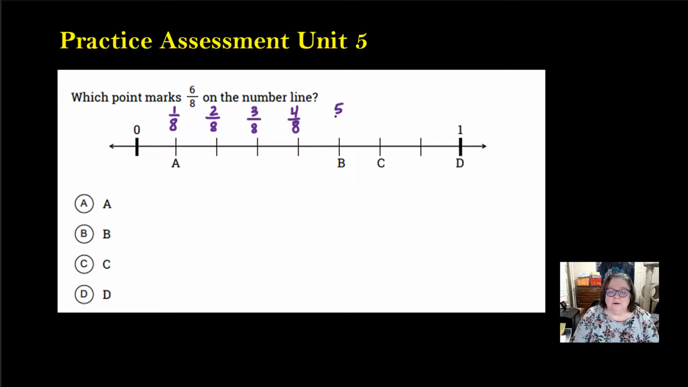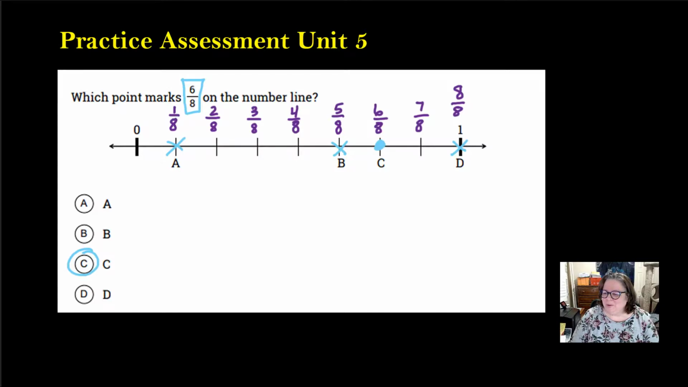4/8, 5/8, 6/8, 7/8. And although this says 1 here, we know that 1 is equivalent to 8/8. So which one of these matches 6/8? Well, is it A? A is 1/8. B is 5/8. C is 6/8, yes, you are correct. I almost said D there. And D is over here at 8/8. So the answer is C.